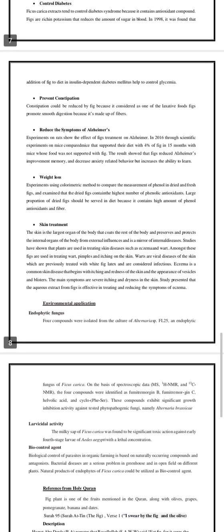Reduce the symptoms of Alzheimer's. Experiments on rats. First of all, we go through the experiments on rats, then we will study its impact on humans. The experiment on mice showed the effect of fig treatment on Alzheimer's in 2016. Through a scientific experiment, mice that supplemented their diet with 4% figs for 15 months were compared with mice whose food was not supplemented with fig. That is, there is a control group and an experimental group, and then the results of the two groups are compared. The results show that the fig reduced Alzheimer's, improved memory, and decreased anxiety-related behavior, but increased the ability to learn. So fig is very important for memory as well.